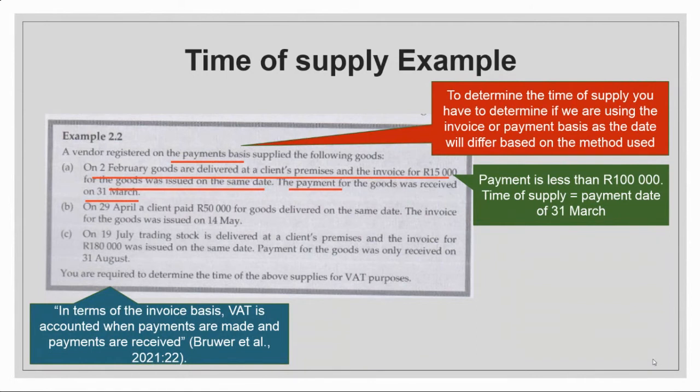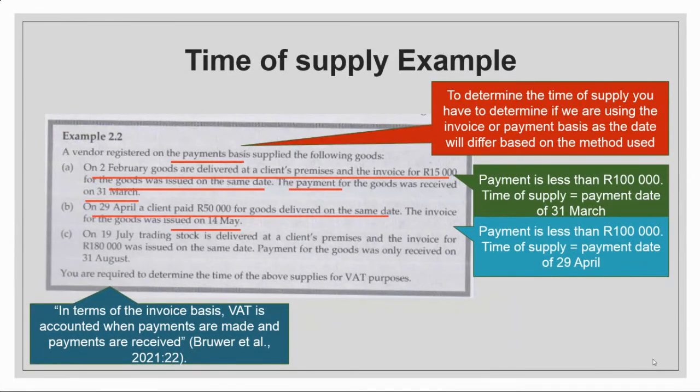So you can see if we've got the wrong accounting basis, we would have accounted for it in the incorrect period as well. Then on the 29th, a client paid 50,000 for goods delivered on the same date. The invoice date was the 14th. Now this is exactly the same. We would take it on the payment date, which was the 29th of April, because it's less than 100,000.